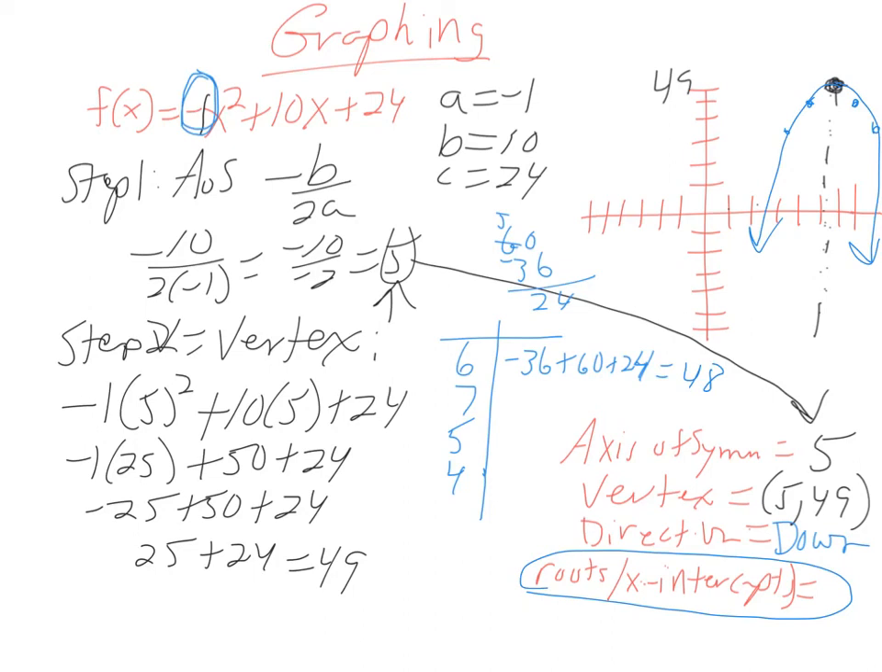So you're going to have to find the axis of symmetry. That's using this right here. You're going to have to use that answer and put it into your equation to find the vertex. You can just look at your equation to see if it's going to go up or down. If that number in front of the x squared, that coefficient, is negative, it's going to go down. If it's positive, it'll go up. And to find your roots or your x-intercepts, you're going to do the quadratic formula in order to get your answers there.